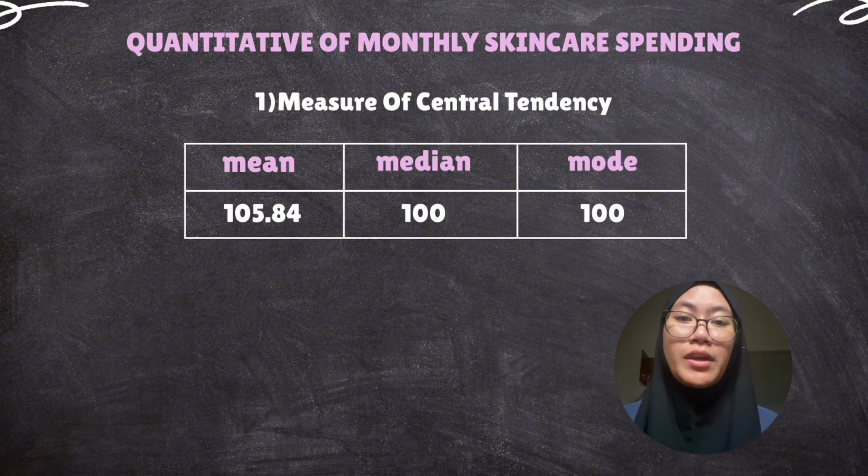For the next slide, I will explain the measures of central tendency for monthly skincare spending. The mean is 105.84, which represents the average amount spent. The median is 100, meaning it is the middle value when the data is arranged. And the mode is also 100, which is the most common spending amount.